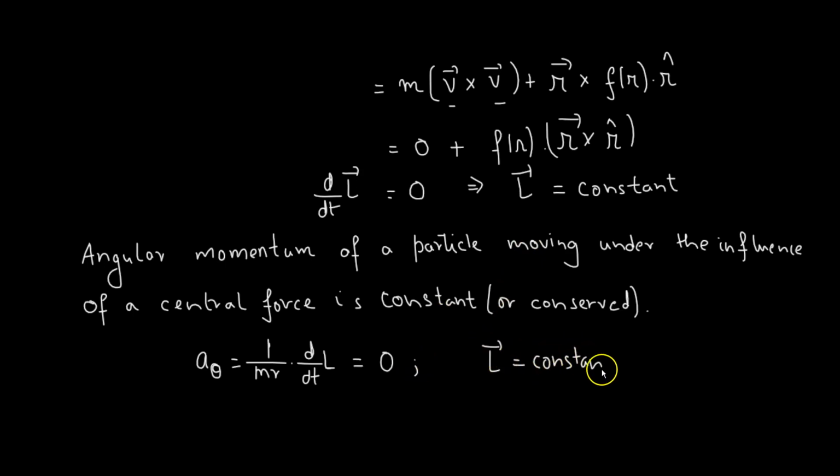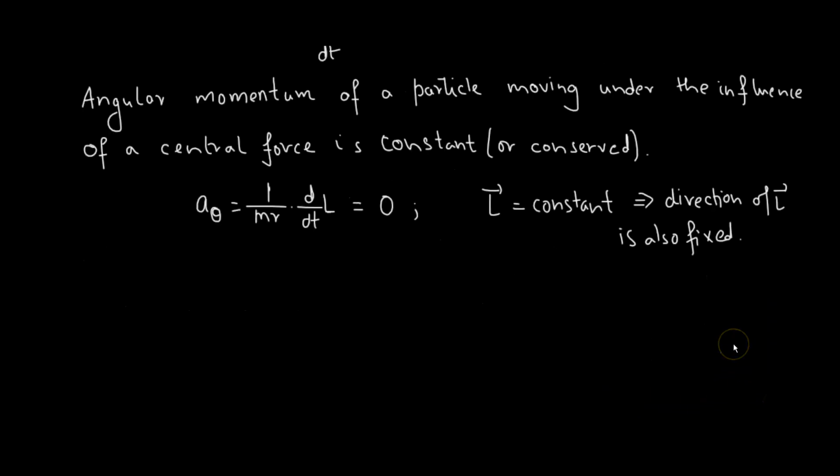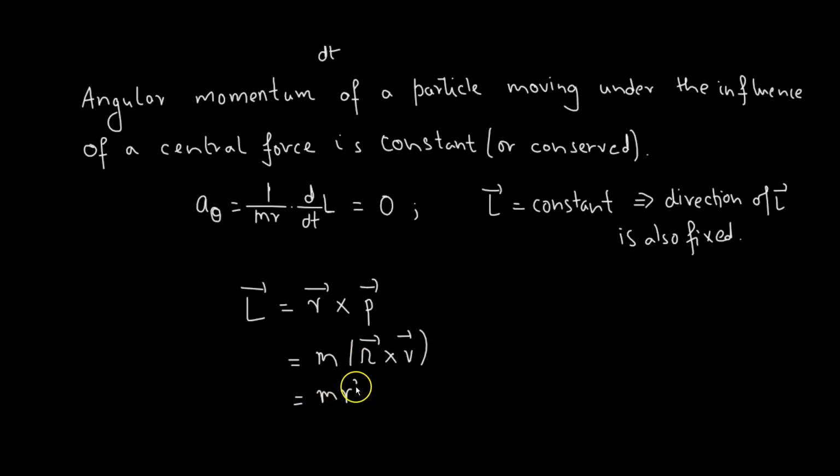I've already mentioned it, let's write it down. L vector is a constant. This implies that the direction of L vector is also fixed. Now if this is constant, what does it mean? By definition, L vector is given by r vector cross p vector, which is simply m times r vector cross v vector, and we have already derived this. We obtained that this equals m r squared theta dot, times r cap cross theta cap.